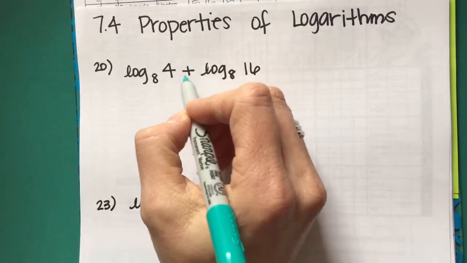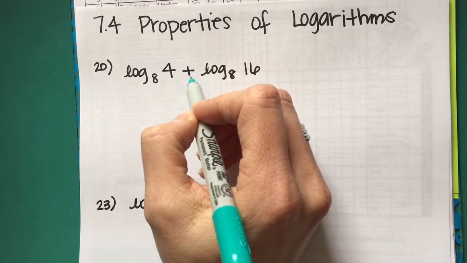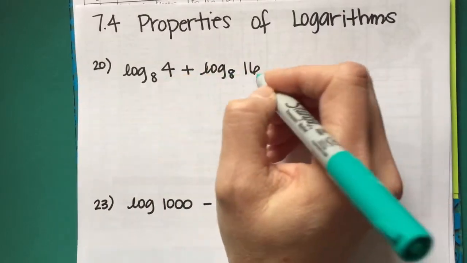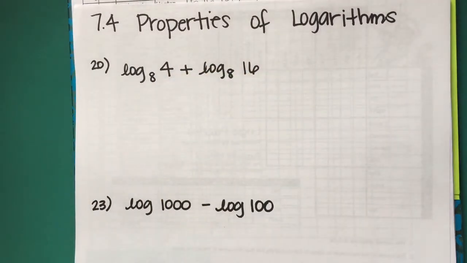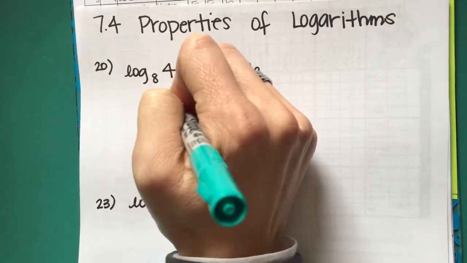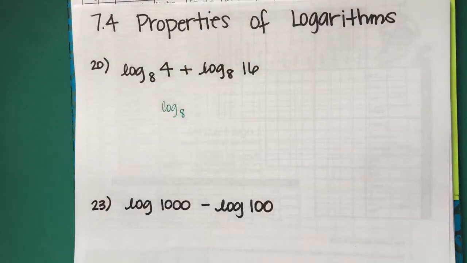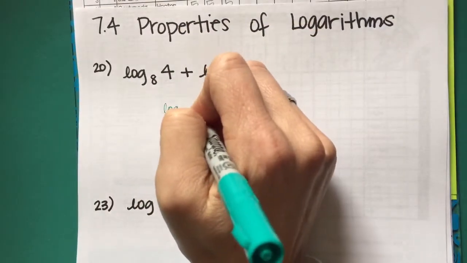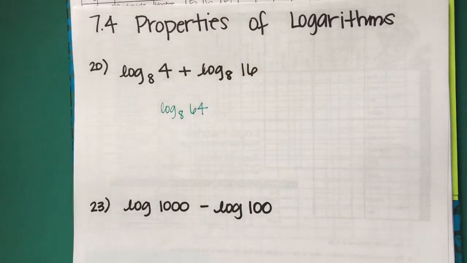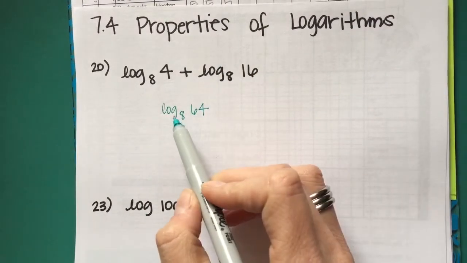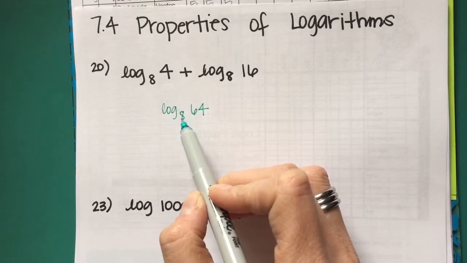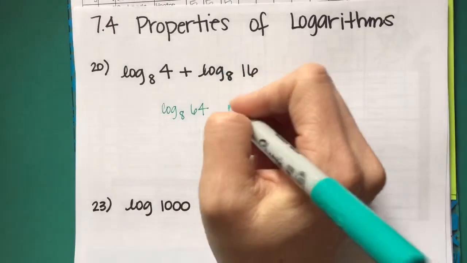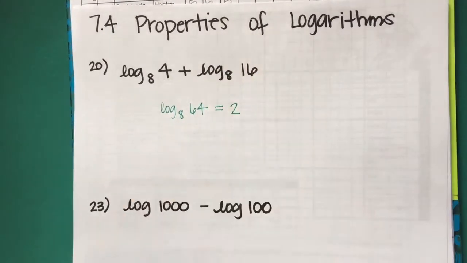If the two are added together, then when you combine them into a single log, you are going to multiply the 4 and the 16, and the base will remain 8. So written as a single log is log base 8 of 4 times 16, which is 64. And evaluate if possible. When you see log, you think to yourself, 8 to what power would result in 64? And that is the second power, so that simplifies to 2.